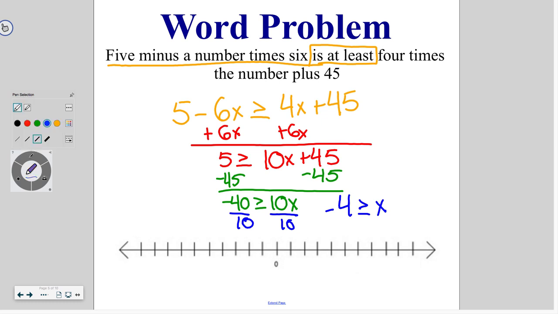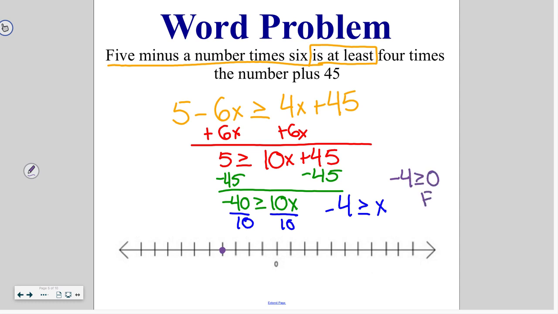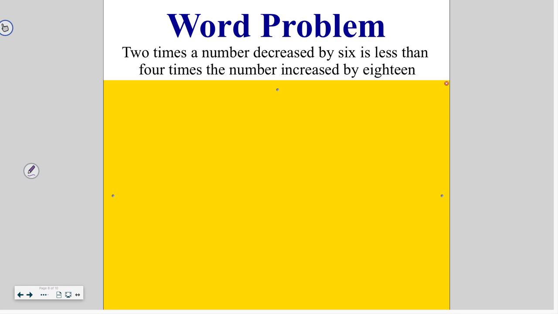So I'm going to want to put that -4 on the graph. 1, 2, 3, -4. And then I'm going to test my point and say 0 is greater than or equal to -4, which is a true statement. Wait, testing 0 against the inequality -4 is greater than or equal to x gives a false statement. So our arrow is going to the left. Go ahead and try this one on your own.